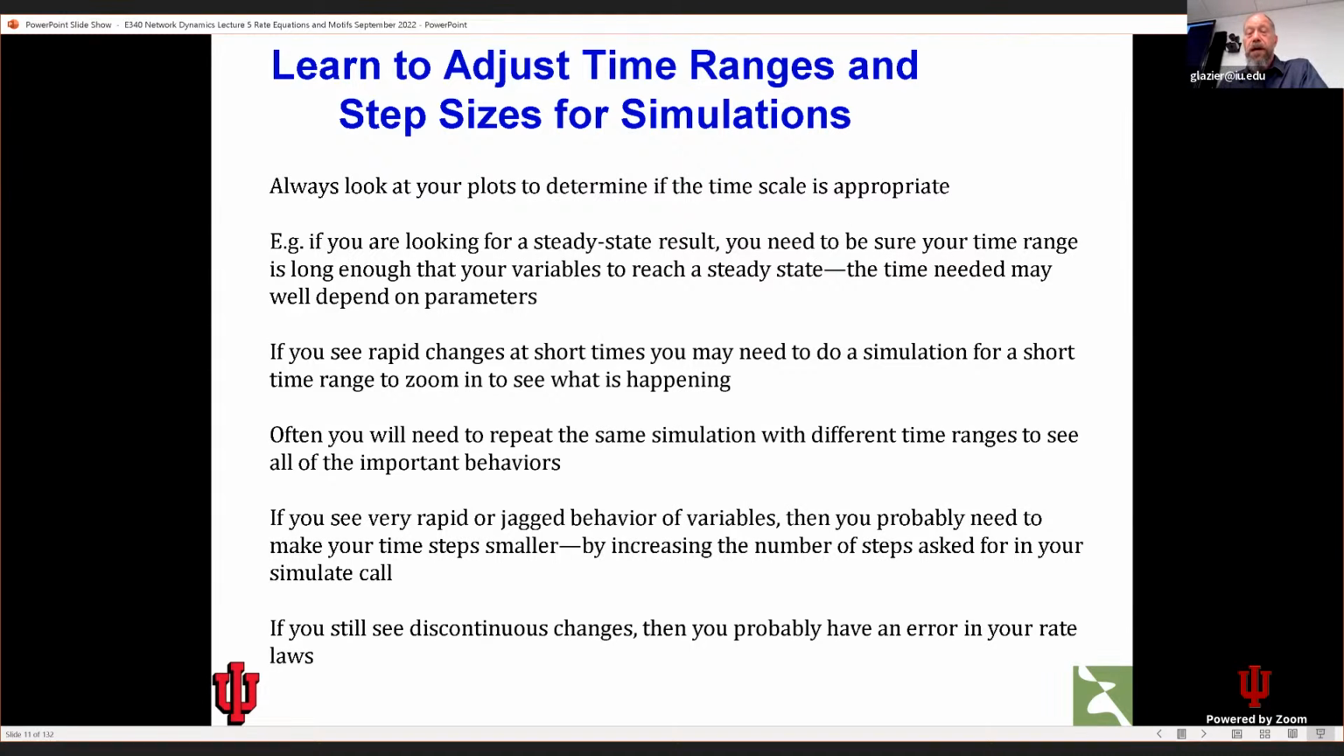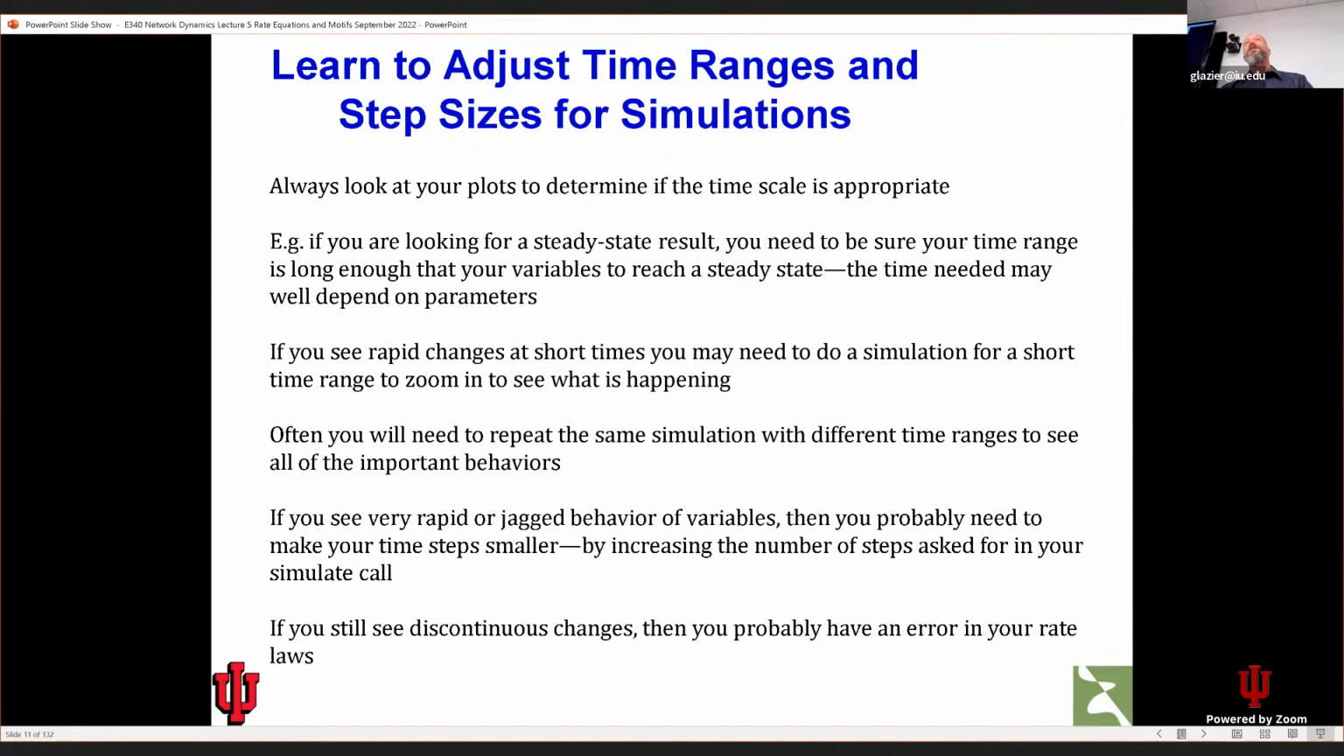Or the step size we're using is too large, because the step size is maximum time minus minimum time divided by the number of steps. That's how we specify the simulate function. And if we make this number of steps too large, then the numerical integrators we're using are going to give us wrong answers. And so if you see jagged or step-like behavior or jumps in your simulation, that's almost certainly because you're not using enough integration points between your steps.